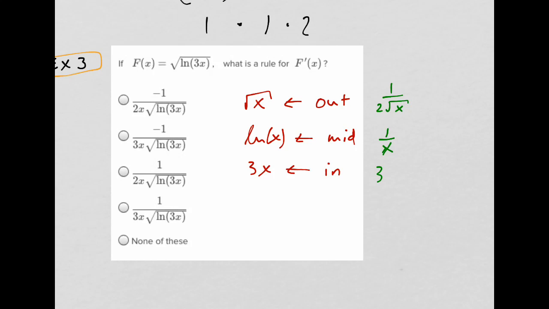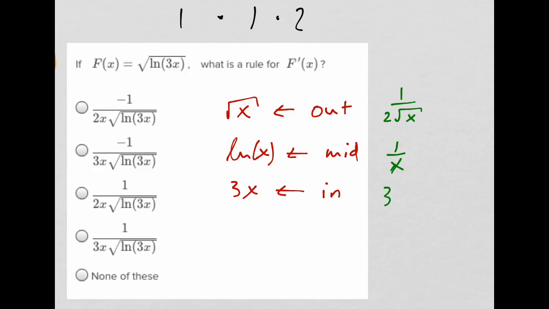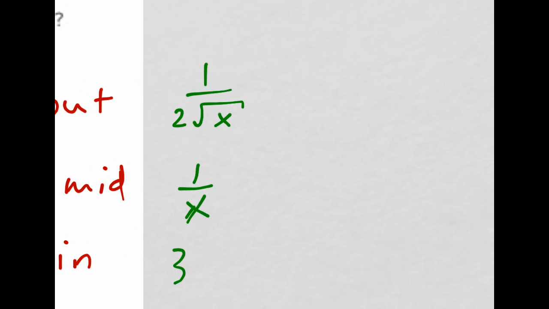Okay. Let's do this. What is the rule for f prime of x? That just means find f prime of x. Find the formula for the derivative. Find the equation for the derivative. Find it. Look for it with a flashlight.